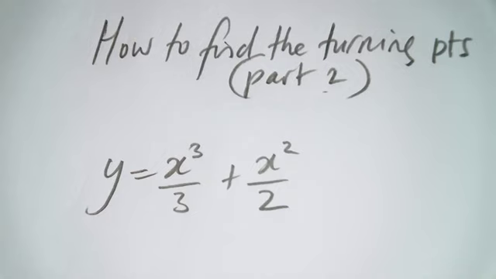All right, let's look at the second part on how to find turning points. Now, in this case, rather than choose a parabola, I've chosen a cubic. And the reason I've chosen a cubic is this is going to have more than one turning point. Being a cubic, it's going to have two turning points.